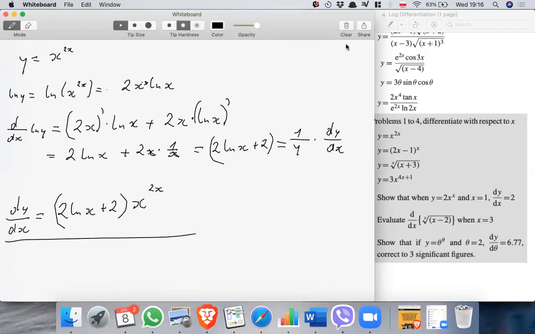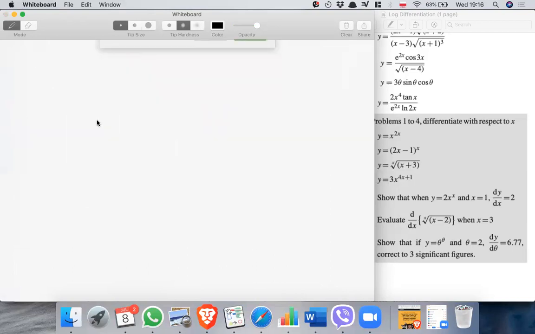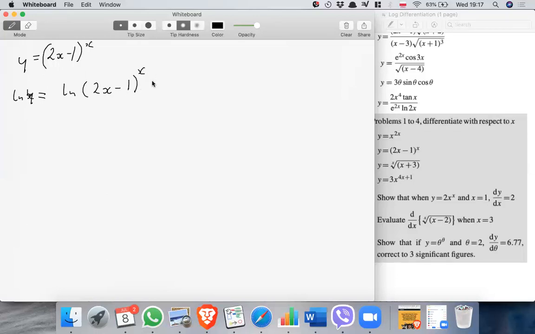For the next one, let me just clear this. So for the next one, I have y equals 2x minus 1, all that to the power of x. And taking natural log of both sides, ln y, we're ending up with ln of (2x minus 1) to the power of x, which is going to turn into x ln of 2x minus 1. And now I can start taking the derivatives.